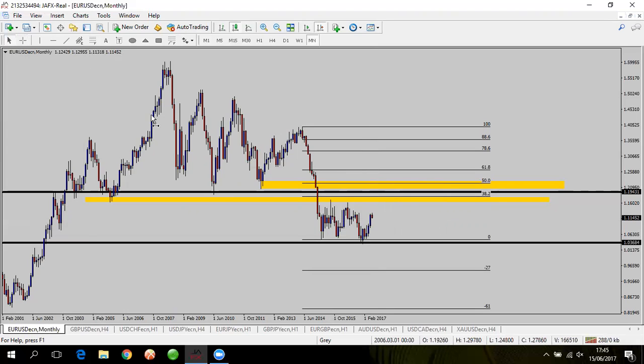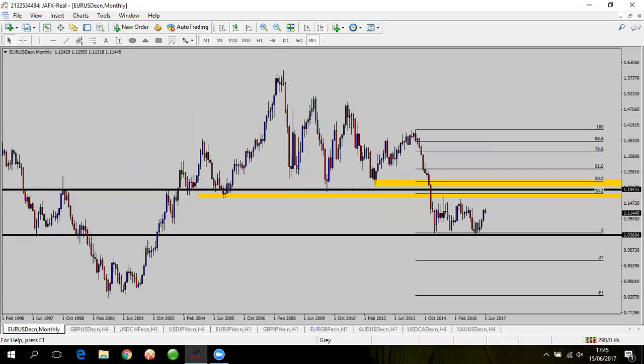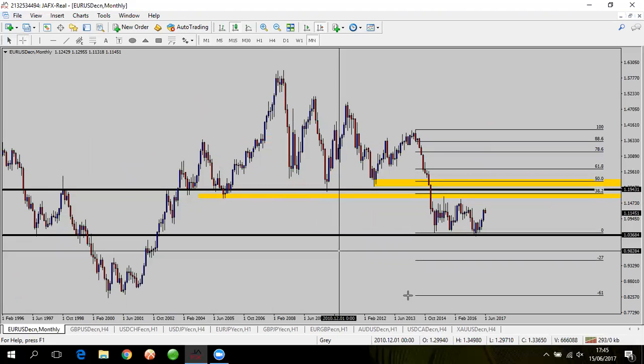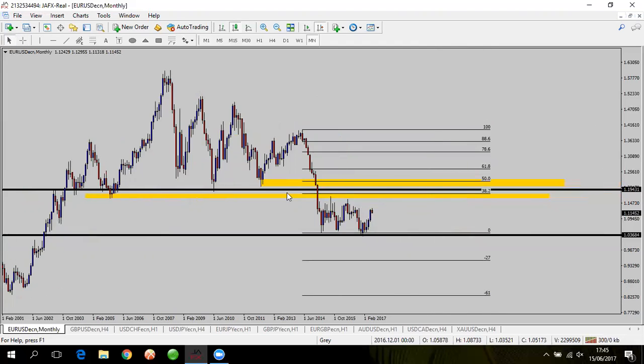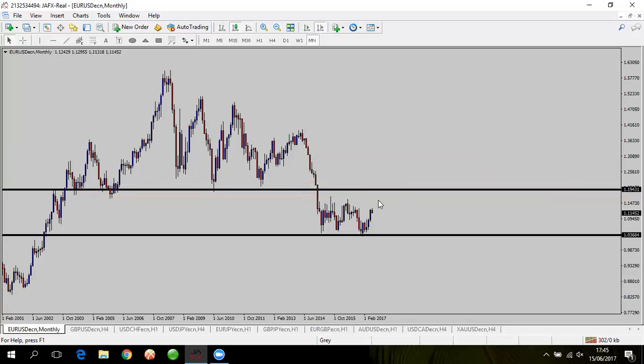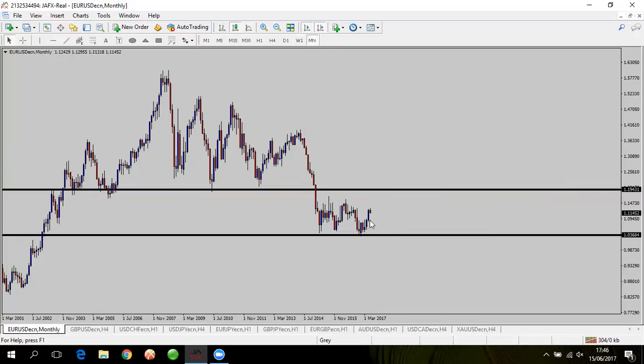I expect in the future minus 61 to be hit, retesting all-time lows on the market. So that's pretty much the monthly for the moment. We are long-term aiming for 1.20, but currently we are looking for a retracement into previous resistance turned support.